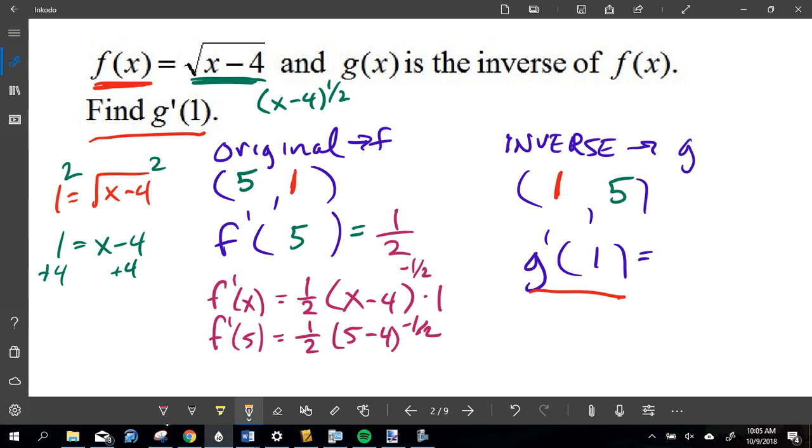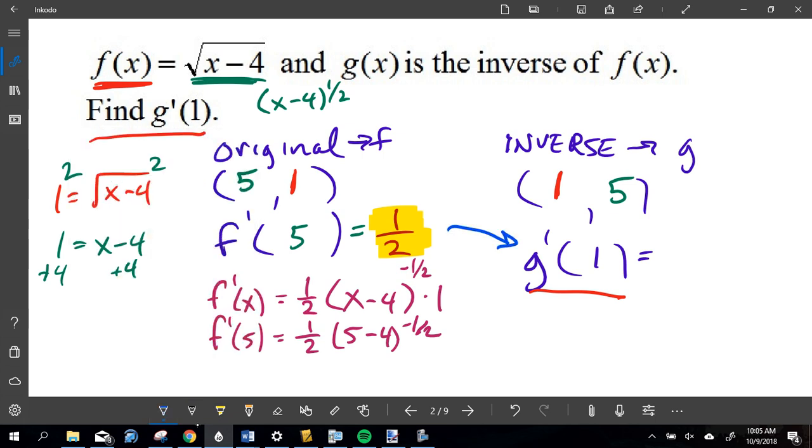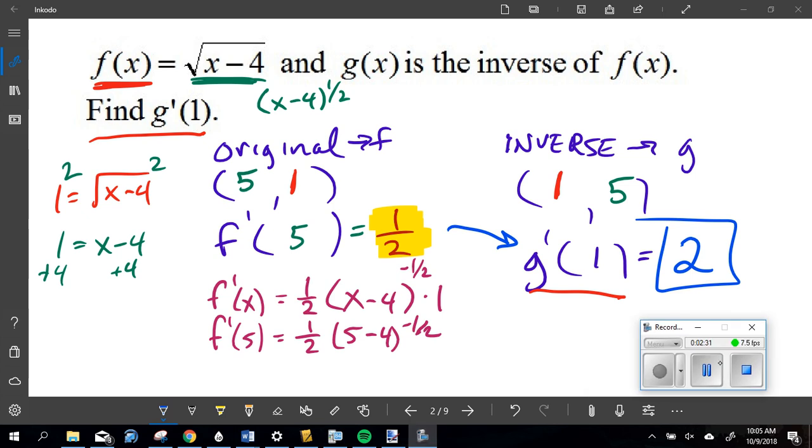What do I need to do with this guy right here in order for me to find the derivative at the inverse? Do the reciprocal. My real answer to that problem is 2. It's a setup problem. It takes us a little bit of time, but you can handle that. Don't let it be harder than it is.